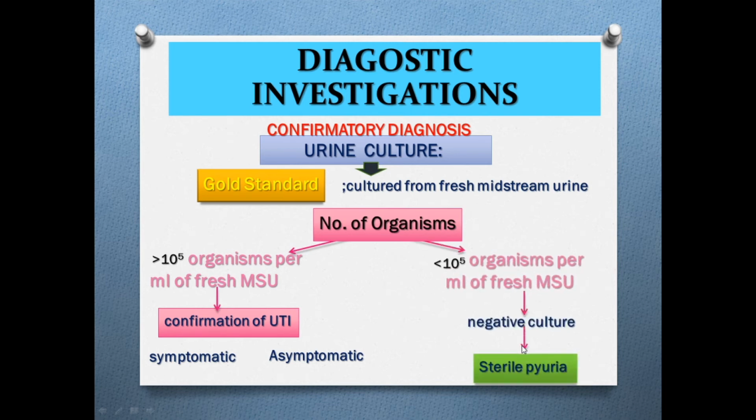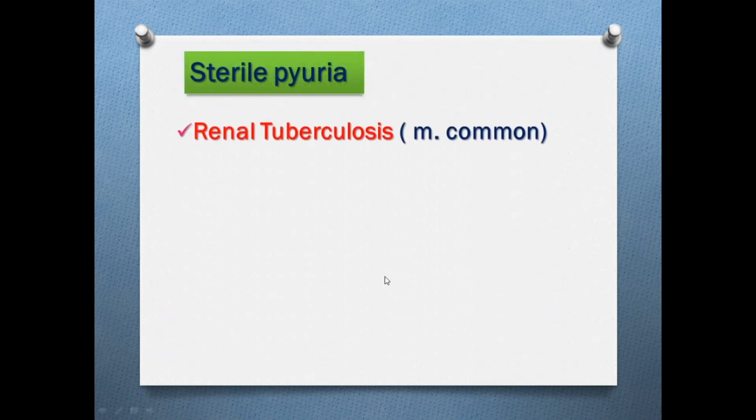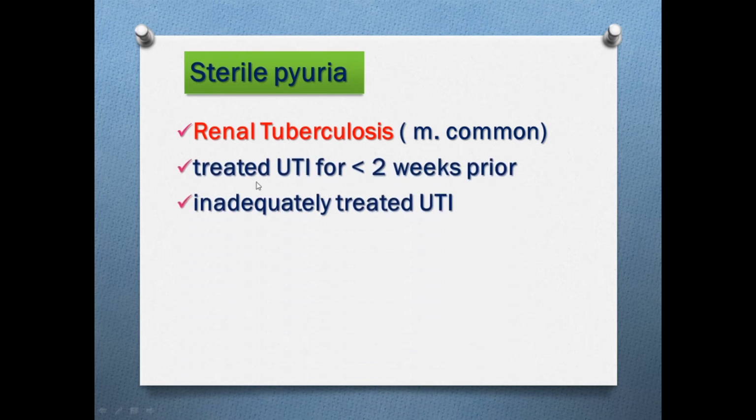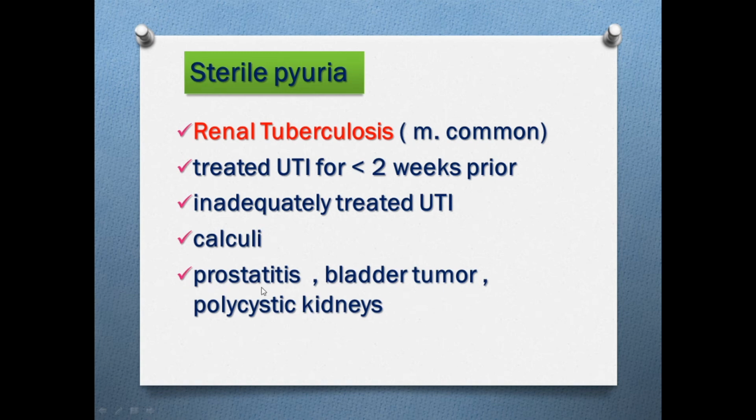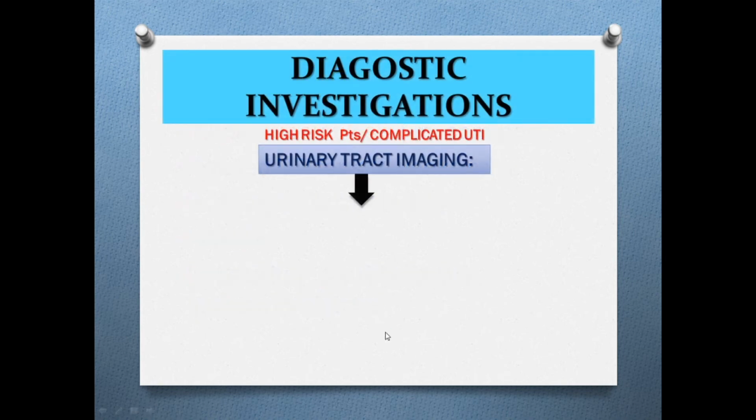We can see this sterile pyuria in some conditions, most commonly in renal tuberculosis. Other than that, if the UTI was treated less than 2 weeks prior, we can see sterile pyuria, or if the UTI is inadequately treated, or in calculi or certain conditions and diseases like prostatitis, bladder tumor, or polycystic kidney disease.